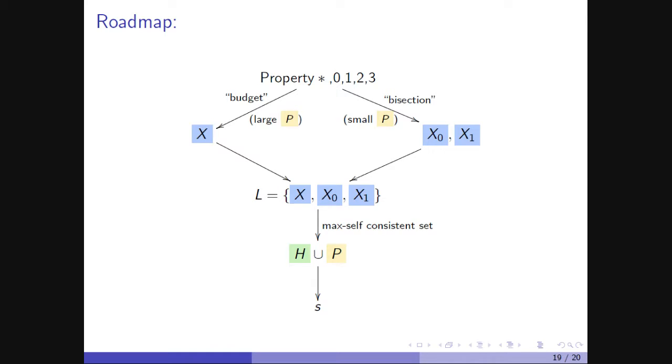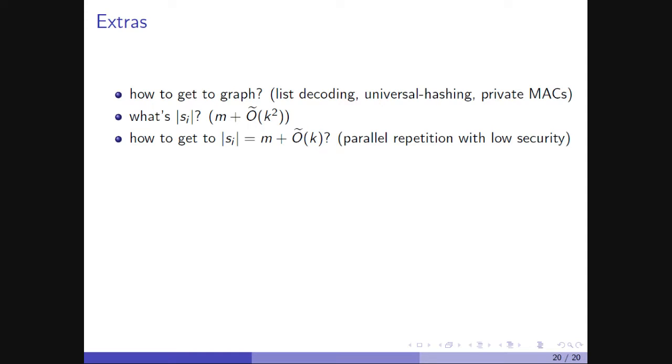There are tons of other questions that you may ask. For example, how to define the graph? And the way we do it is by using list decoding, universal hashing, and private max. I would say list decoding and universal hashing are used to define something that is called robust distributed storage that really helps you for defining the graph in a robust way.